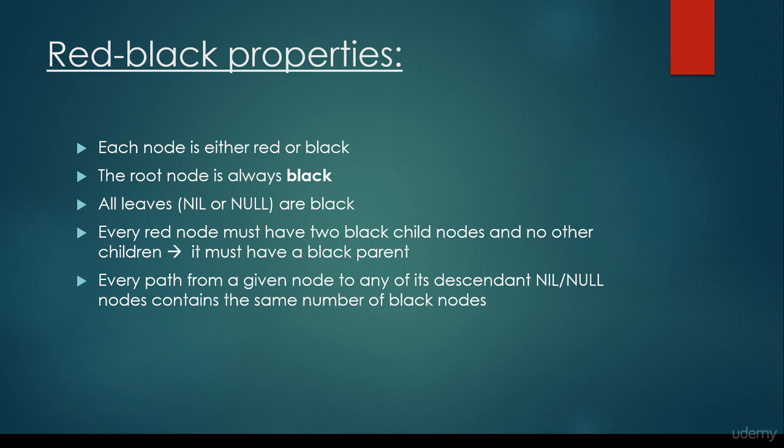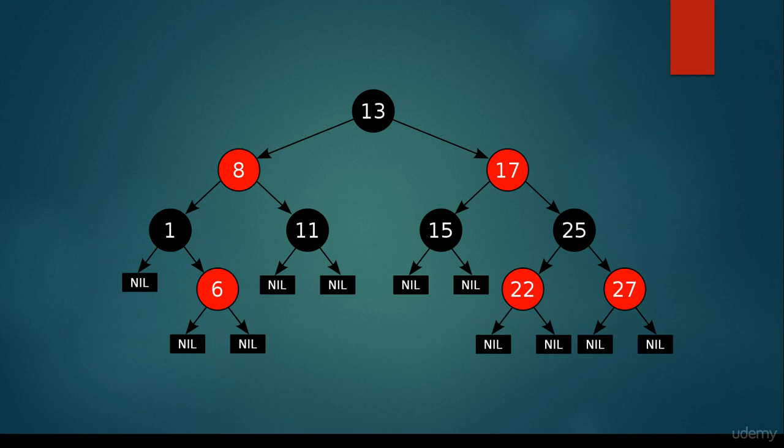So what are these properties? For example, each node is either red or black, hence the name red-black tree. It's very important that the root node is always black, no matter what. All leaf nodes, the nils or the nulls, are black. We are going to assign these nils to the null pointers. So we are going to use these nils or nulls to represent that, for example, the given node doesn't have a left child or a right child. So if there's a child missing, we are going to represent it with a nil or a null.